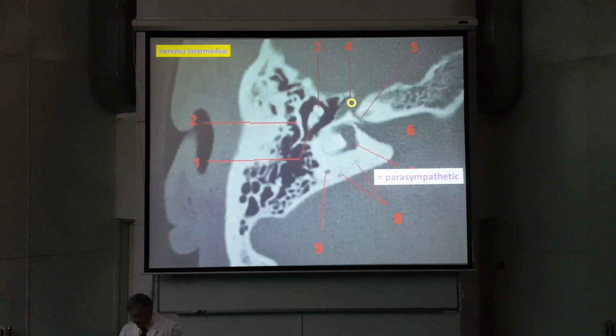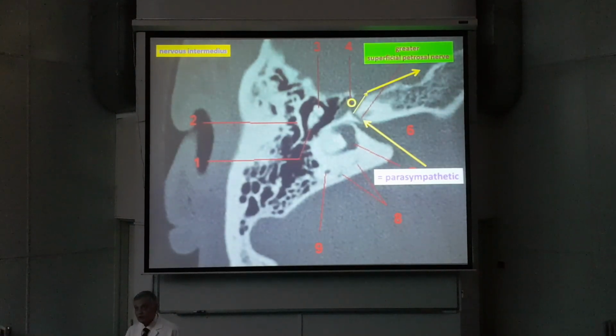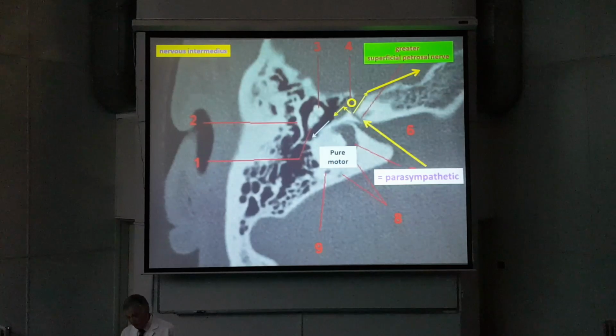The nervus intermedius, having the parasympathetic part, as it comes through the facial nerve, has 2 parts. The part that goes to the tip of the petrous part of the temporal bone is called the greater superficial petrosal nerve. And then a second part runs with the nerve as it passes on the medial wall of the middle ear. Then it's going to leave it, and then the facial nerve continues as pure motor.